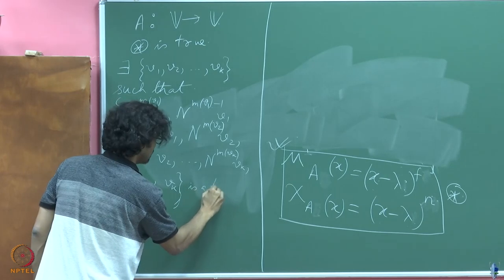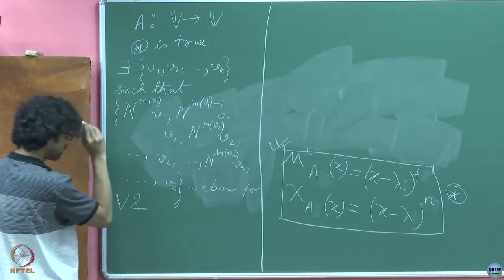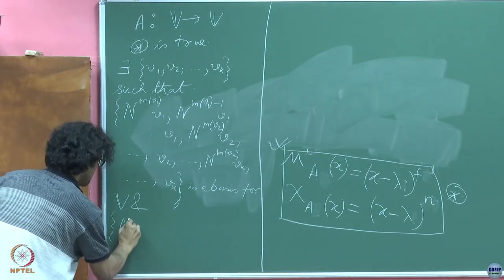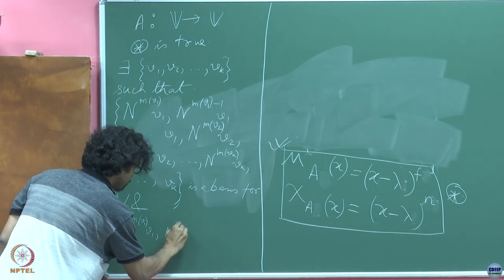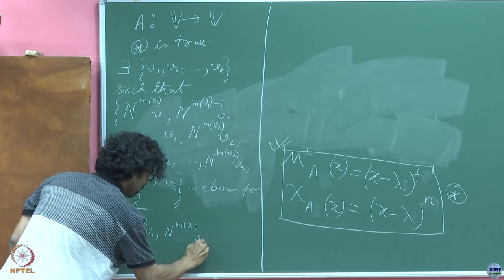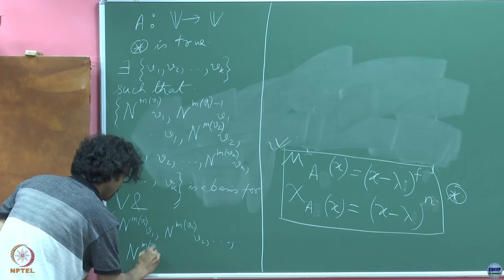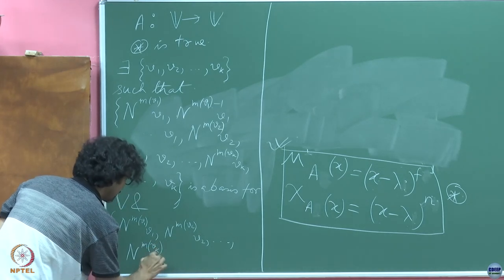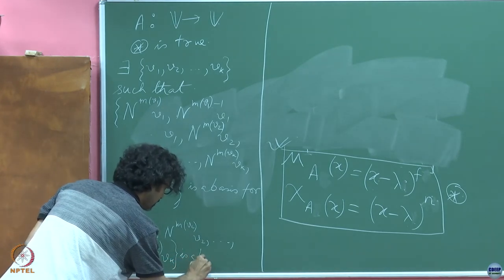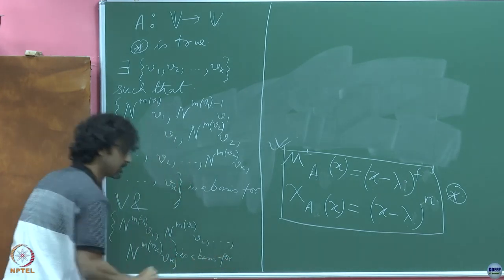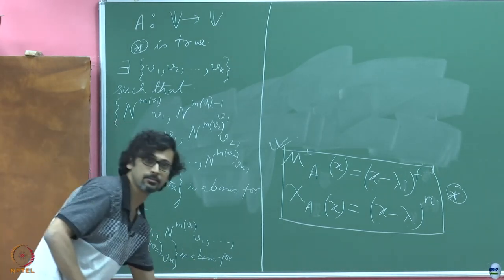is a basis for V, and n raised to the power m_v1 v1, n raised to the power m_v2 v2, until n raised to the power m_vk vk is a basis for, remember what this was a basis for? Kernel of n, right?